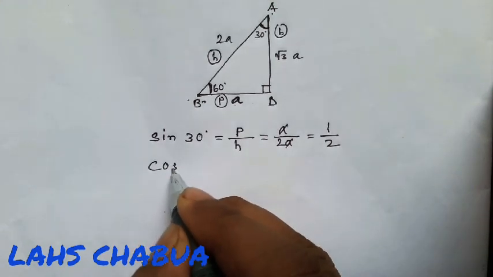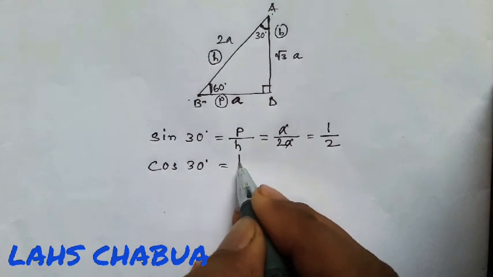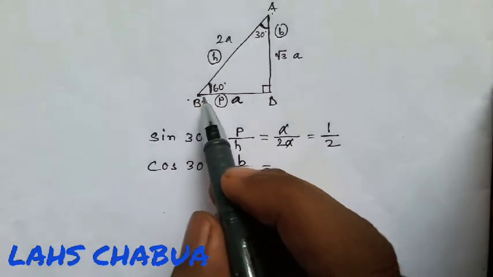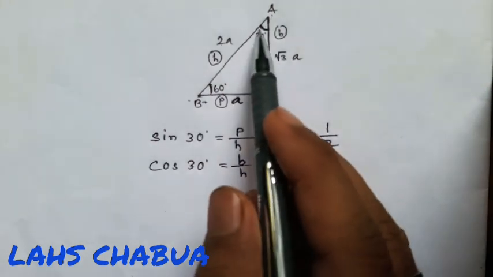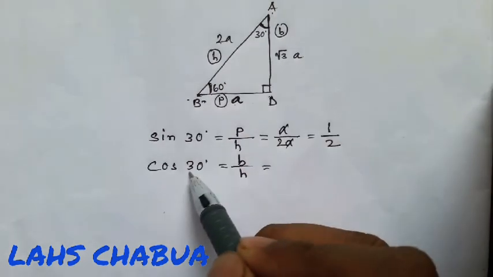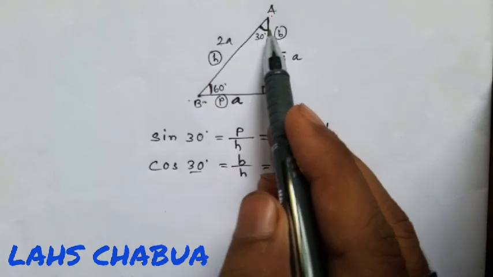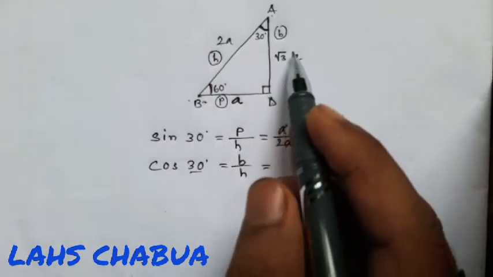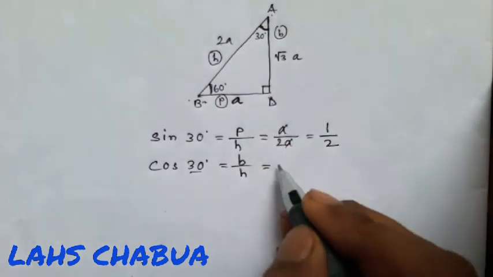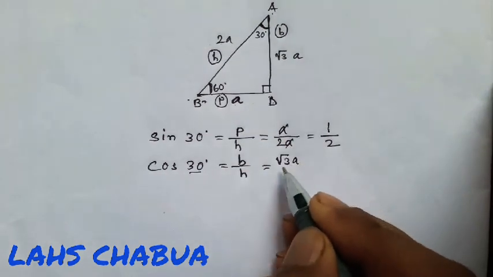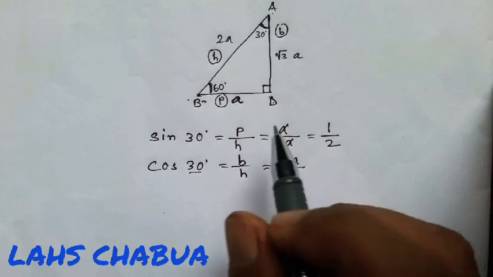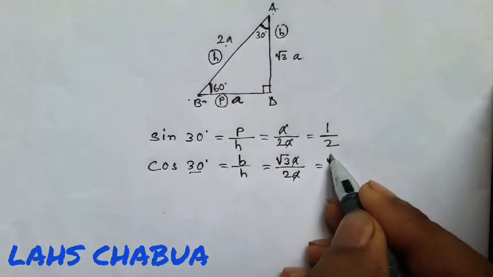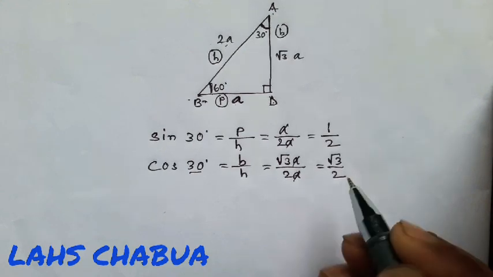And the same way cos 30 degree, B by H, what is the value of base? See in the figure, this is base. Remember, our angle is 30 degrees, 30 degrees here at point A. So AD is base, and AD value is root 3 A upon hypotenuse. Hypotenuse you see 2A. A and A will get cancelled. So root 3 upon 2.